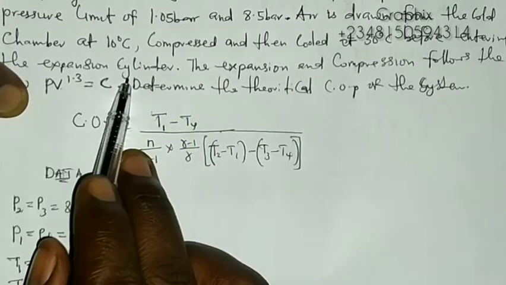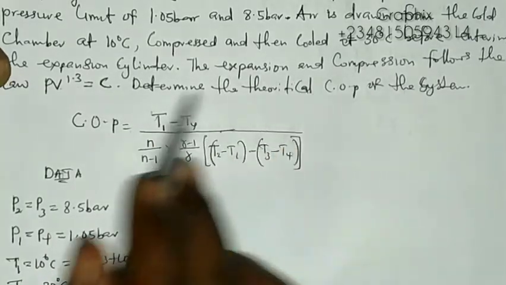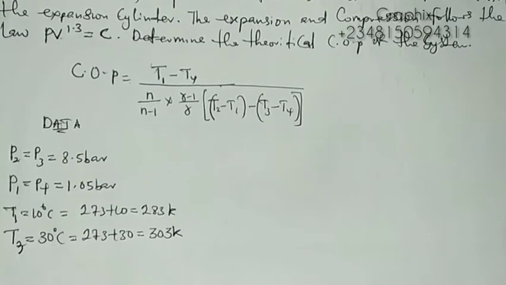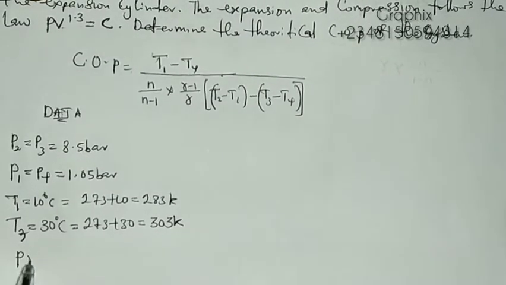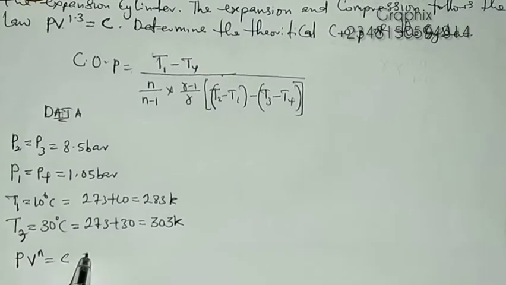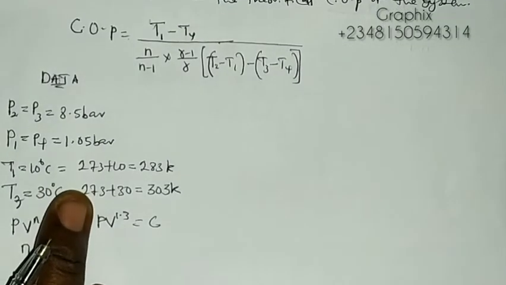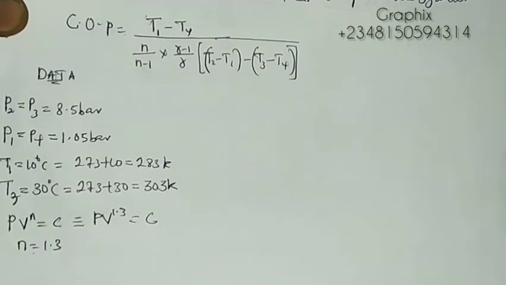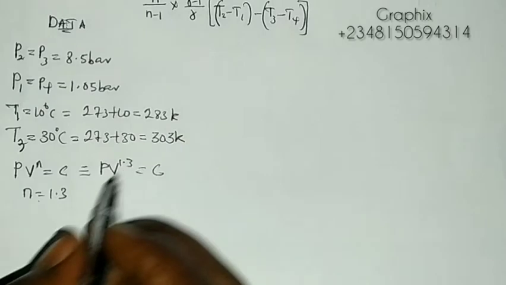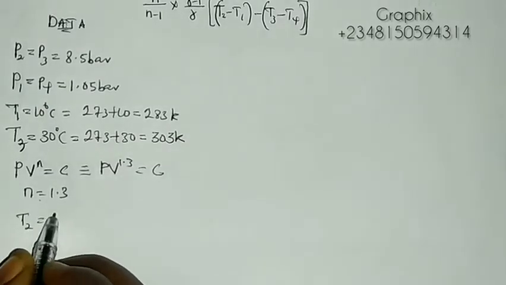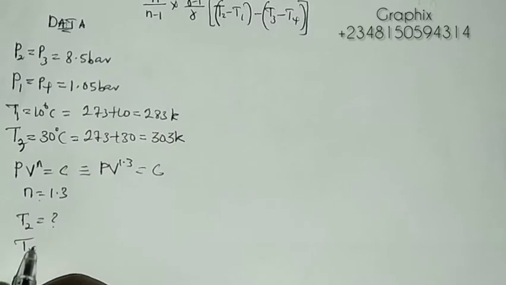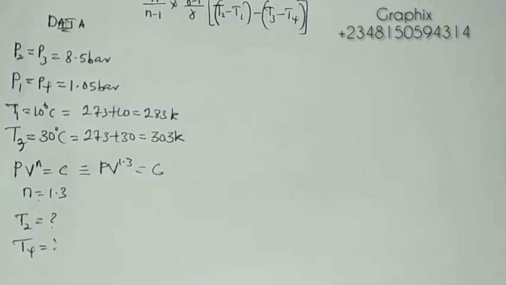Now we push forward. The expansion and compression follow the law PV^n equals C, and it is similar to PV^1.3 equals C. So we know our n, our index, is 1.3, right? So now with all this, we've gotten T1, we have T3, so we look for what? T2 and T4. So let's start solving for that.